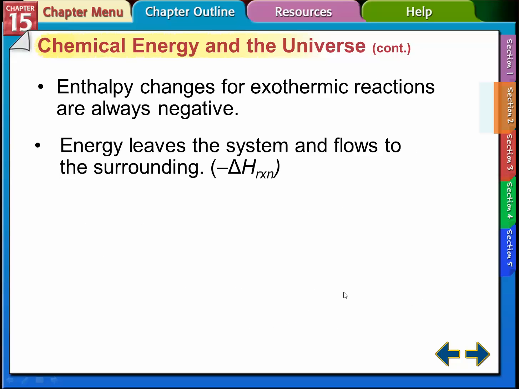Okay, so enthalpy changes for exothermic reactions are always negative. An exothermic reaction is one that gives off heat. So the reactants create products, and there's a lot of heat given off. Energy leaves that reaction system and flows to the surroundings. So from the system's point of view, the heat left the system. It had heat energy, had a reaction, and after that reaction it had less energy, less heat than before, because some of that heat went to the surroundings. So that's a negative delta H.